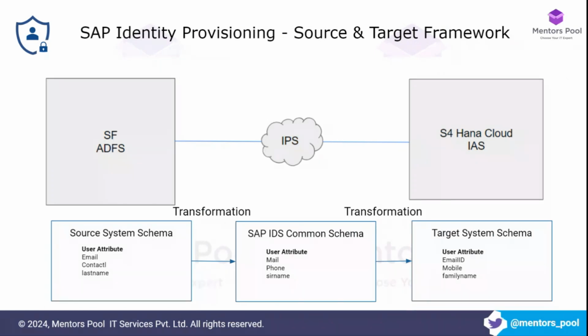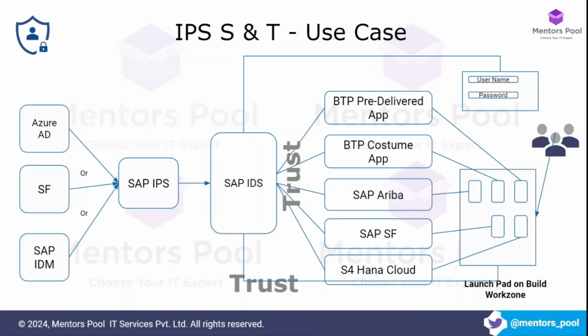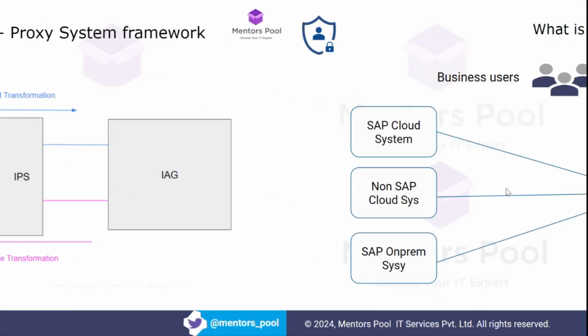We understood what is the IPS source system target system framework, why we need a transformation, and what is the IDS common schema, which is where the transformation happens. And then we had a look at the source target framework with IAS also in place, where you may have a user source which is SuccessFactors, SAP IDM or Azure AD, and you are replicating the users using IPS to IAS, and then IAS itself works as the main identity provider and you have a launchpad prepared on Build Work Zone. This whole setup, how it works, I explained it yesterday. Okay, so then the proxy system framework we understood.